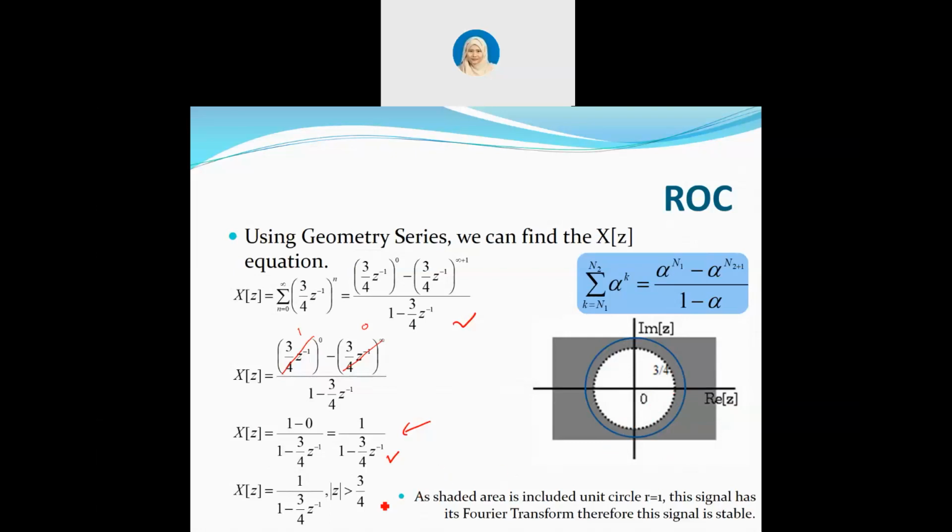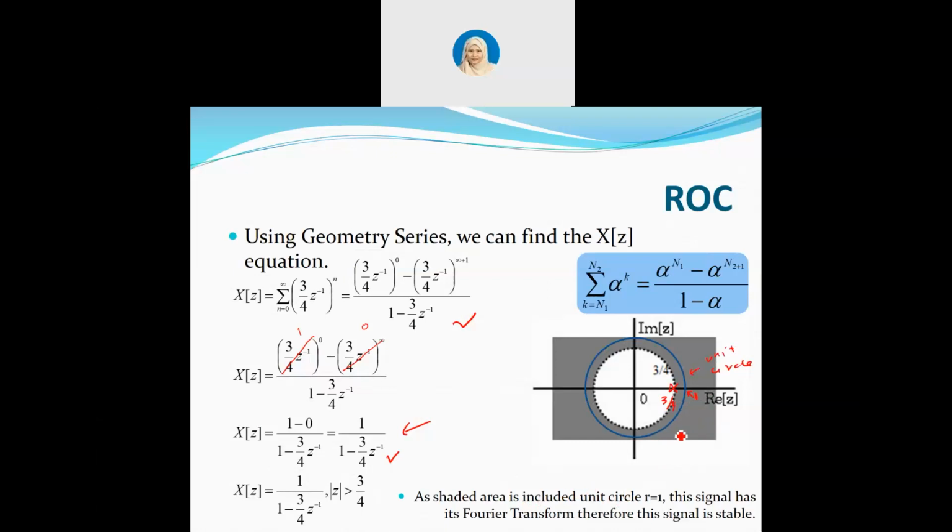So, where is the 3 over 4? It is the pole, at the denominator. So, this is our pole. Z must be greater than 3 over 4. So, let's say the 3 over 4 is here. Then, this is the unit circle. The unit circle is at 1, its value is 1. So, the shaded area includes the unit circle.